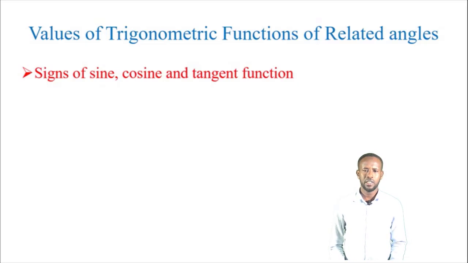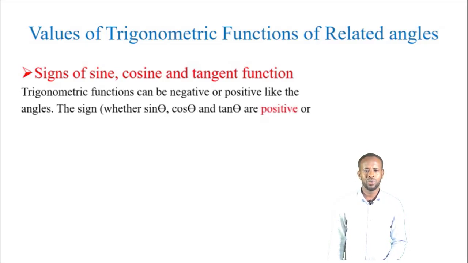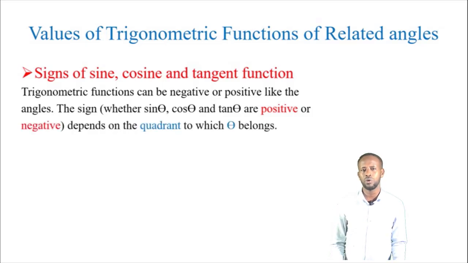Angles can be negative, can be positive. Just like that, these three basic trigonometric functions can be positive, can be negative. Trigonometric functions can be negative or positive, like the angles. Whether sine theta, cos theta, tan theta are positive or negative depends on the quadrant to which theta belongs. Whether theta belongs to quadrant 1, quadrant 2, quadrant 3 or quadrant 4, the quadrant in which the terminal side of the angle lies tells us whether that function is positive or negative.